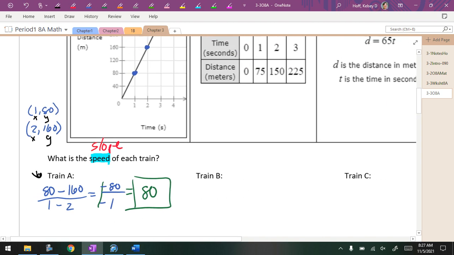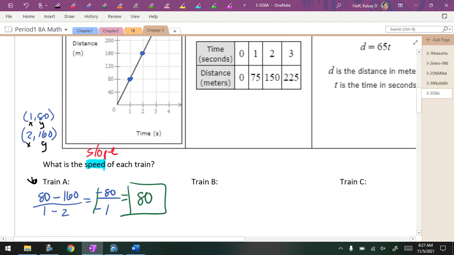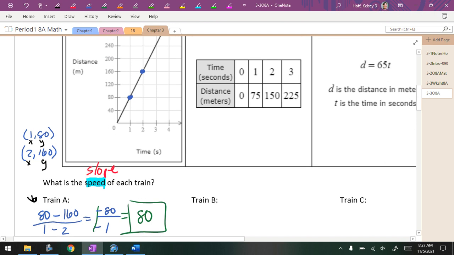Okay. Then we've got to go to train B. Guess what? We're finding the slope, but this time we're going to use our table. How do I go from 0 to 1? Plus 1. 1 to 2. Plus 1. 2 to 3. Plus 1. On the bottom. Are you sure? Double check him, Zayden.